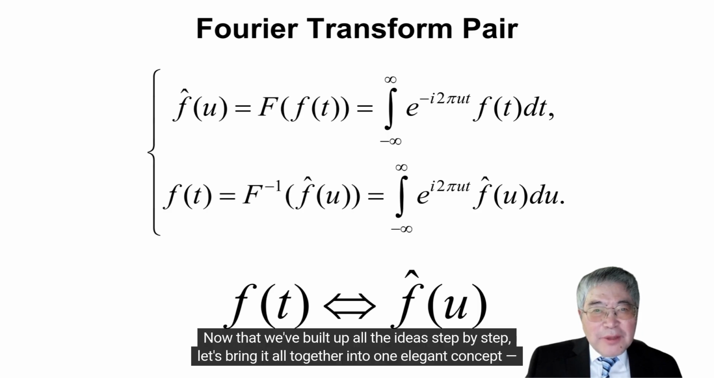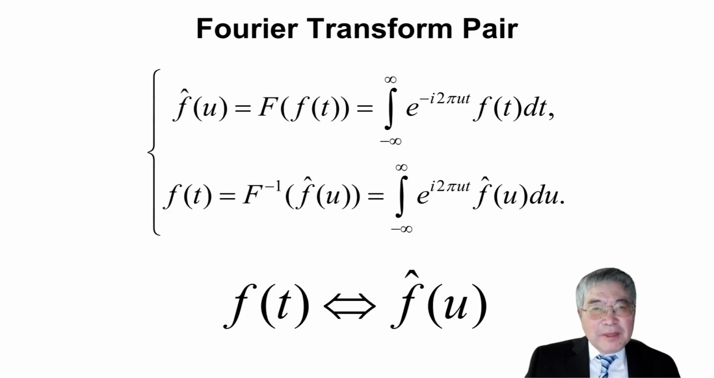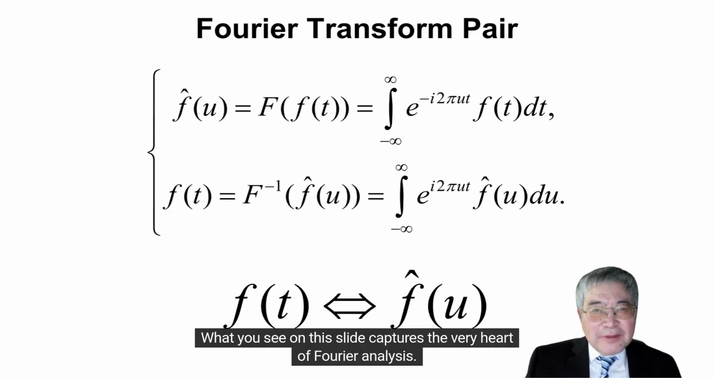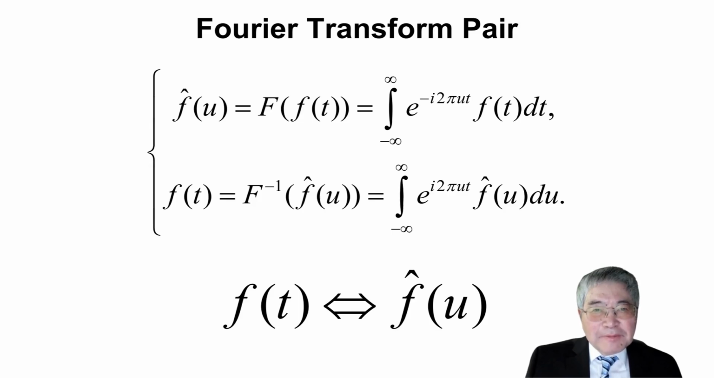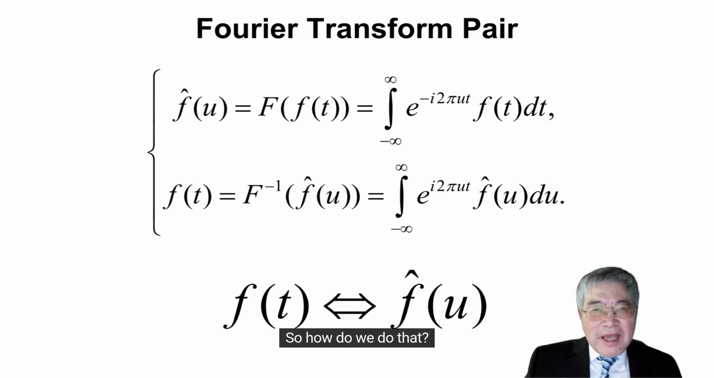Now that we've built up all the ideas step by step, let's bring it all together into one elegant concept, the Fourier transform pair. What you see on this slide captures the very heart of Fourier analysis. Let's begin with the first equation, which is the forward Fourier transform. Suppose you have a signal in the time domain, which we'll call f of t. The goal is to understand how much of each frequency is present in that signal. So how do we do that?